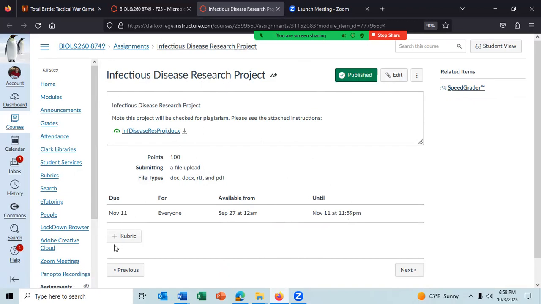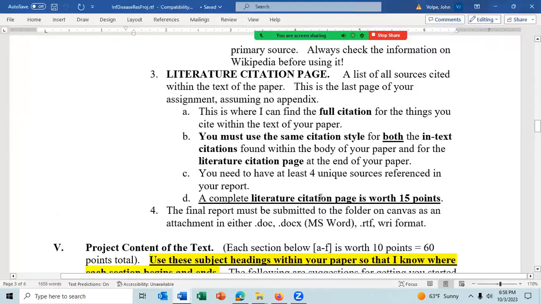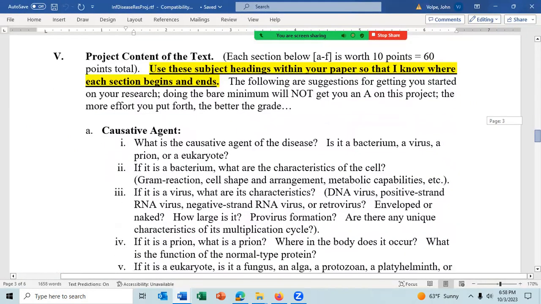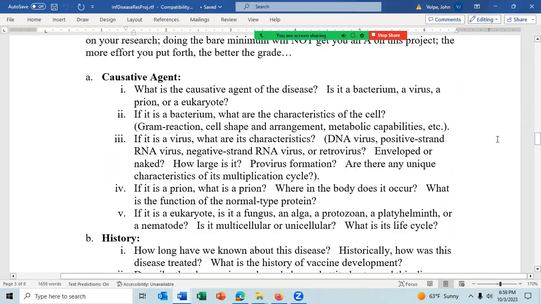All right, let me see if there's anything else I need to talk about this project. Oh yeah, I need to tell you what to contain in the text. You should have subject headings in your paper so I know where each section begins and ends. If you don't have a subject heading, you'll get 2 points off for every subject heading that's missing. Causative agent.